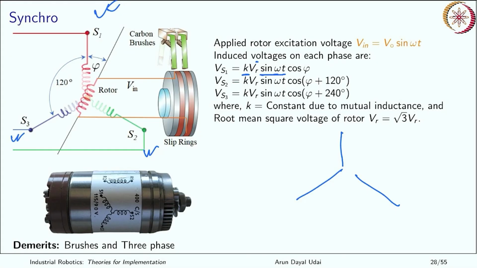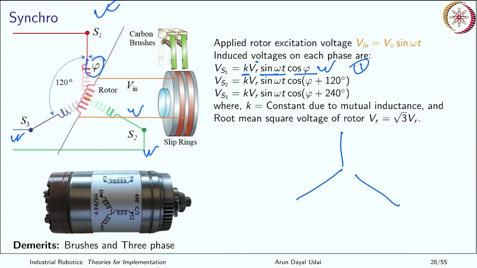VR is the rotor voltage, so VR sine omega t cos of psi, where psi is the angle of the rotor which is here. This is how it is linked. If psi is 0 degree, it will see the maximum amplitude. So this one, number 1, will see the maximum amplitude when psi is 0 degree, and this one will see the maximum when psi is 120 degree. So this is how it works.